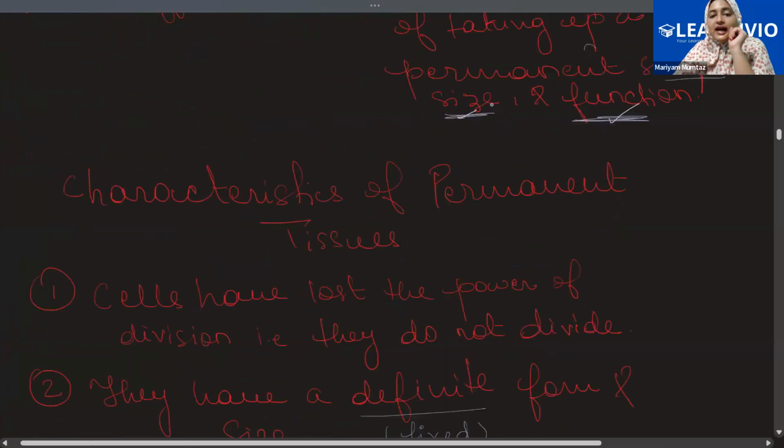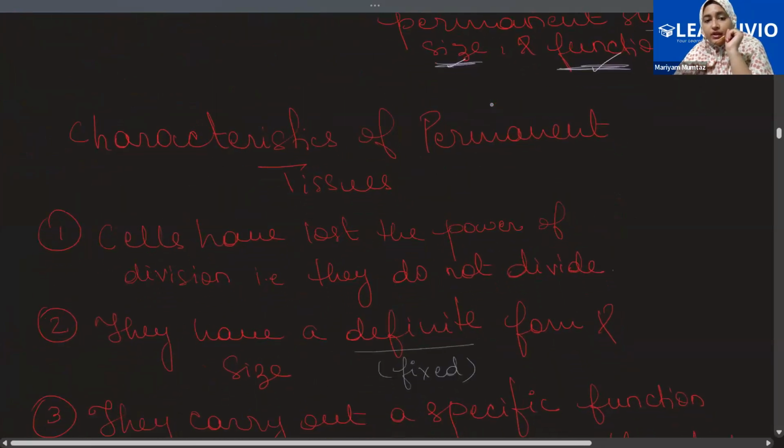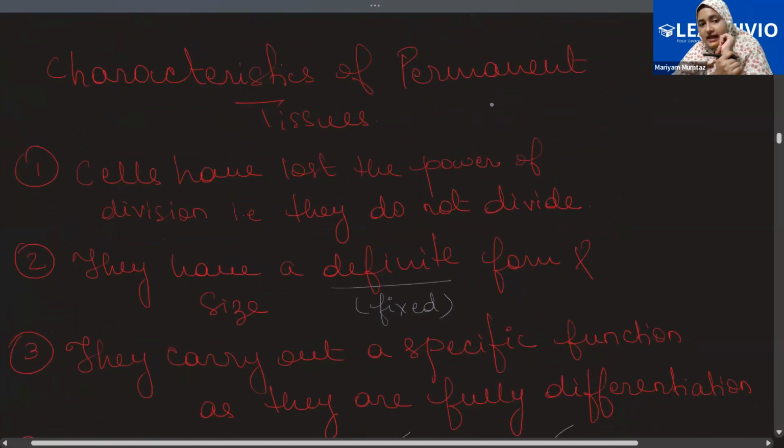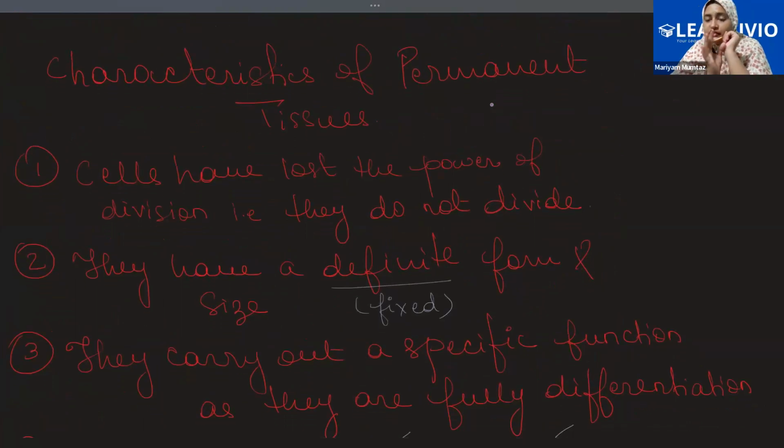Now talking about the characteristics of permanent tissues. The first characteristic is that they have lost the power of division. After cell differentiation has been done, it naturally means that they do not divide anymore. They can't divide at all. This is the most important and most basic difference between the meristematic tissues and the permanent tissues. The difference is that one can divide all through its life and the other cannot.